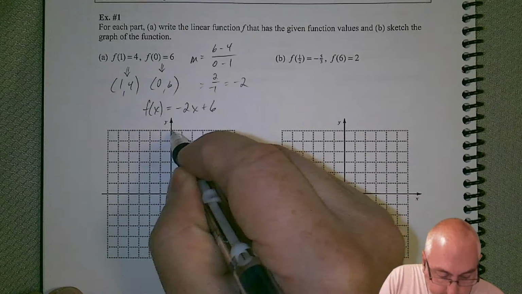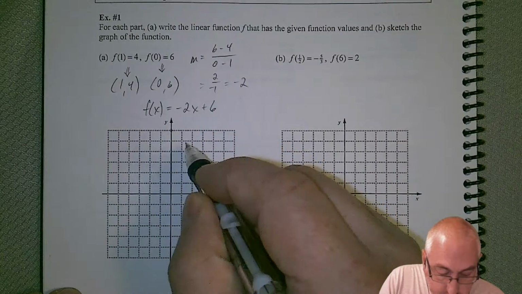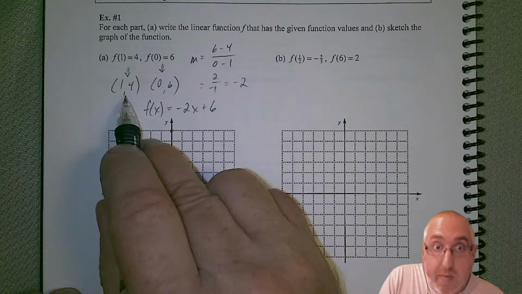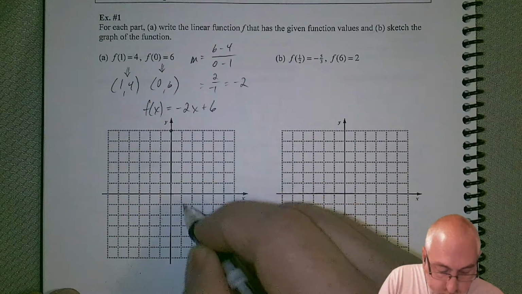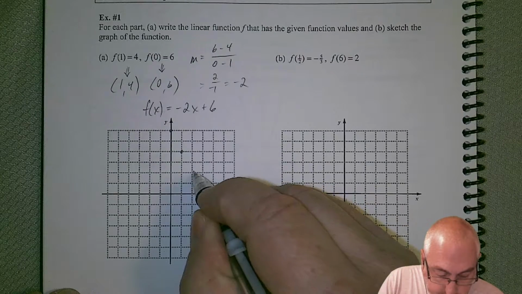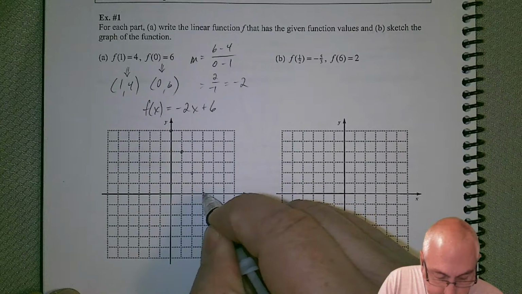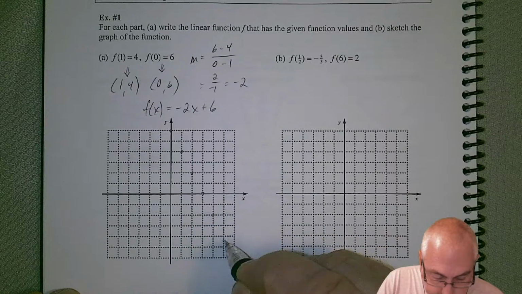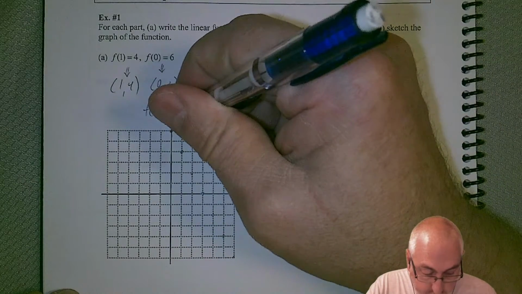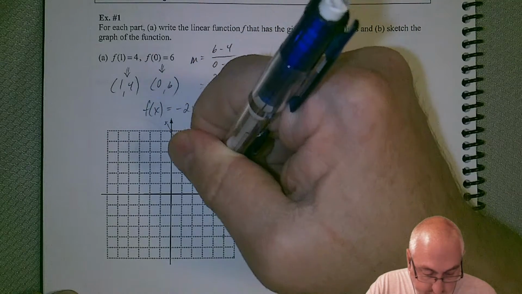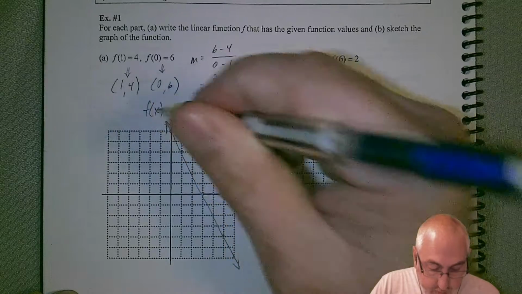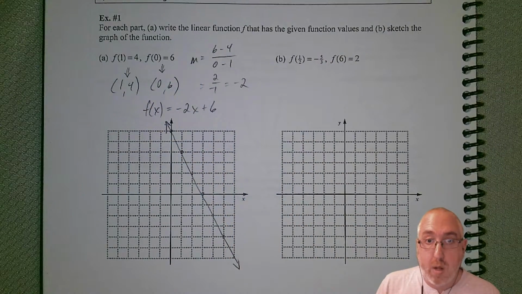So we know we have a point here at (0, 6). We have a point at (1, 4). So let's put that point in there as well. And we can maybe put in a couple more just to make it easier to graph. So now we have our line should just slide right through all those points. And there we have it.